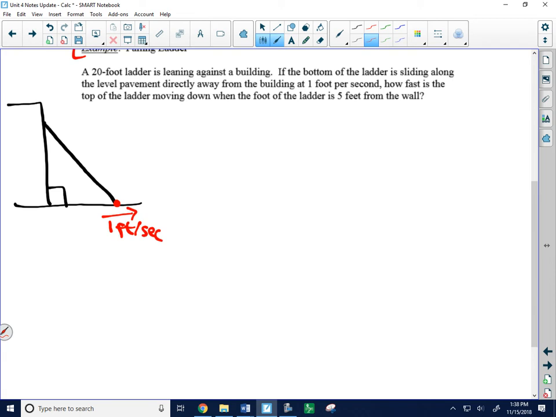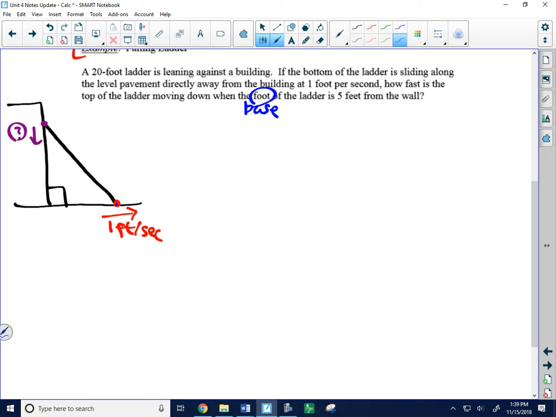How fast is the top of the ladder, here's the top of the ladder, moving down the wall? That's the question right there. How fast is the top of the ladder moving down when the foot, in other words, the base of the ladder, the bottom, is 5 feet from the wall? Okay, so a lot going on there. You've got a couple lengths, 5 feet, the ladder's 20. This is sliding away 1 foot per second. What's the rate of change that it's going down?